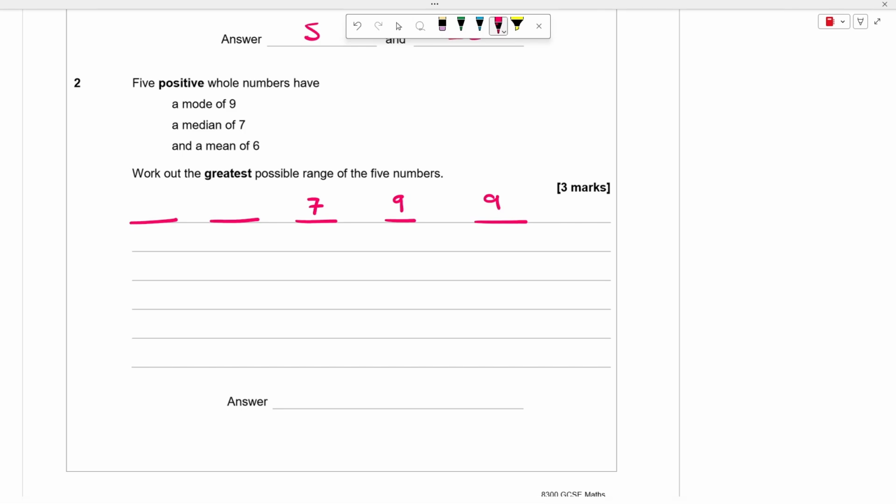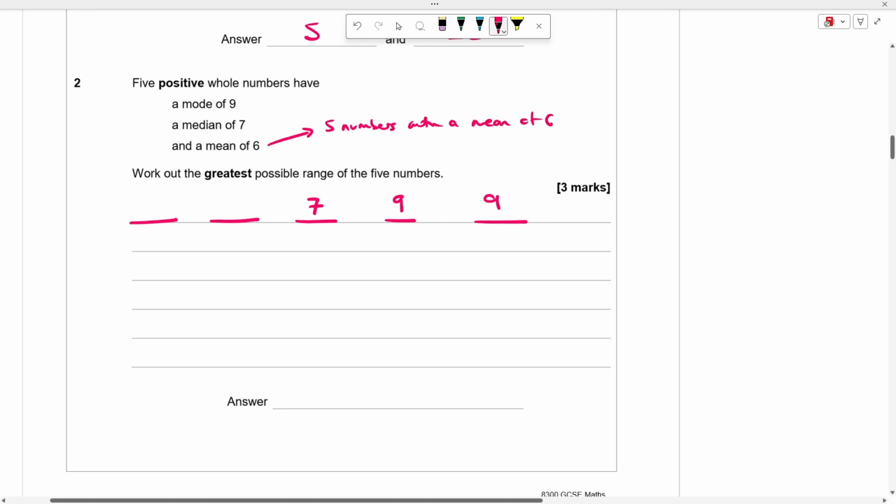Now the next thing it says is a mean of 6. Well, if I've got 5 numbers with a mean of 6, then the total sum is going to be 5 times 6, which is 30. So that means that all of these numbers have to add up to 30. So adding up the numbers that I know, I've got 18 plus 7, which gives me 25. So that means that these two numbers need to add up to equal 5.